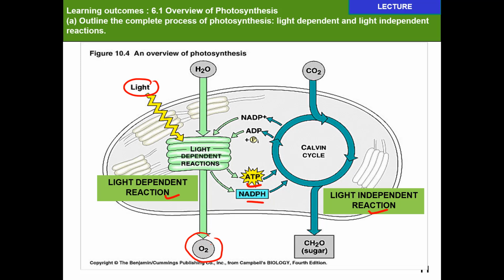Then the second process is the light independent reaction, also known as the Calvin cycle. The light independent reaction normally occurs in the stroma. In this process, carbon dioxide is incorporated into organic molecules, using the energy from the light dependent reaction, which is ATP and NADPH, and the ATP and NADPH are used to reduce the carbon dioxide into sugar.